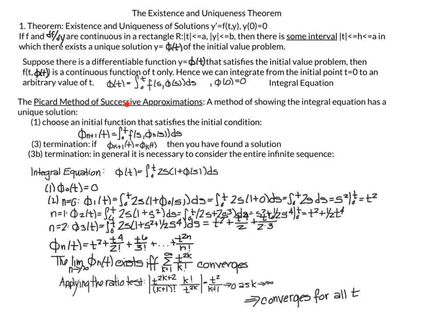used the Picard method of successive approximations to come up with our phi of n, look at the limit of our sequence of phi of n, and then we found that it converges, essentially to the solution of our integral equation, which is then the solution of the differential equation. And so in this way, we have shown the existence of the solution because we've essentially produced a solution.